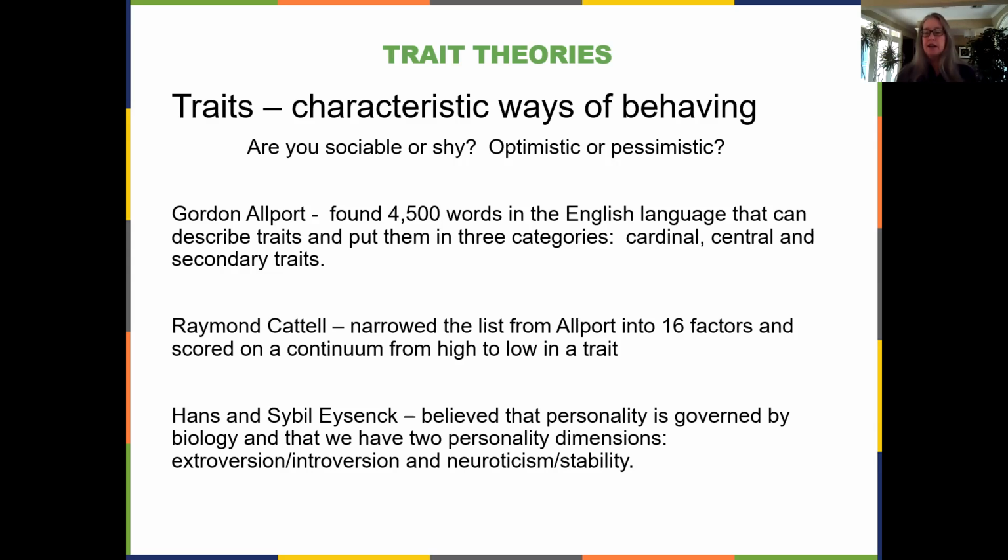So one of the first trait theorists was Gordon Allport. He looked through the English dictionary, found 4,500 words that described a trait, and put them into 3 categories, and you can read more about his theory in the book or look more on YouTube videos and such about him. But that's sort of where trait theories start.